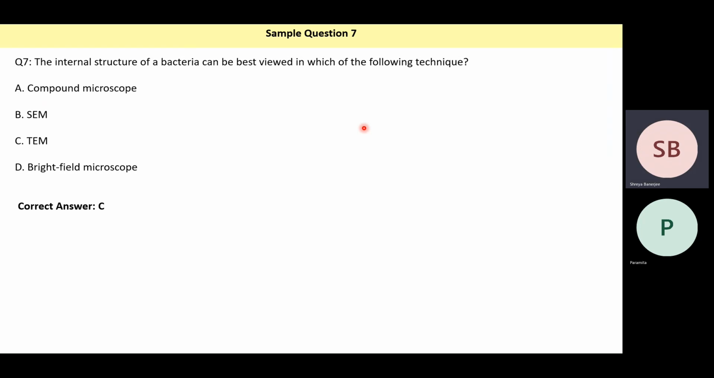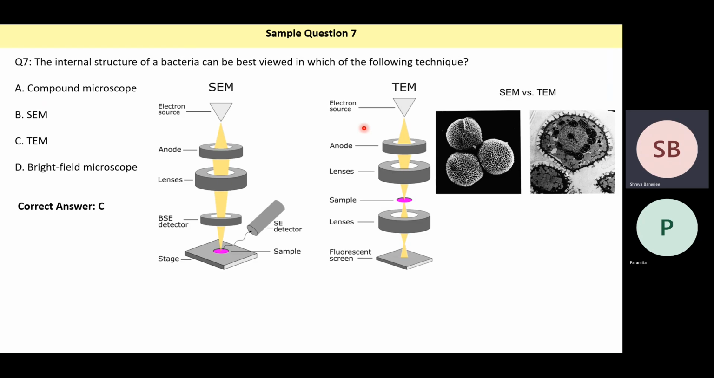So here the correct answer is C, transmission electron microscope, or TEM. So if you compare scanning electron microscopy, SEM, and transmission electron microscopy, TEM, in SEM the electron beam is concentrated to fall on the surface of the sample, and the scattered electron beam is detected. But in transmission electron microscopy, the electron beam passes through the sample and the image is formed.